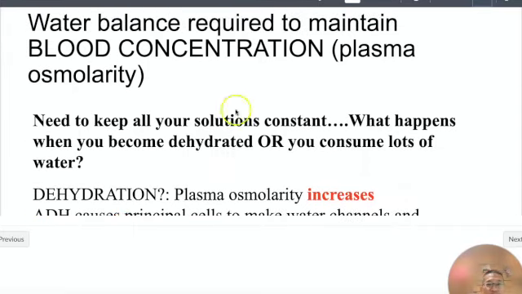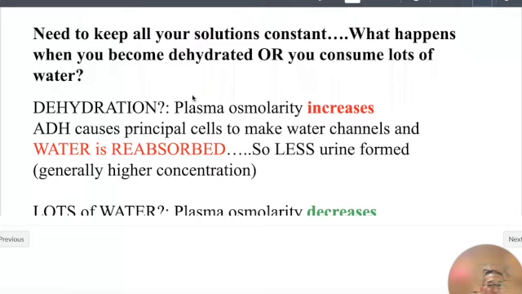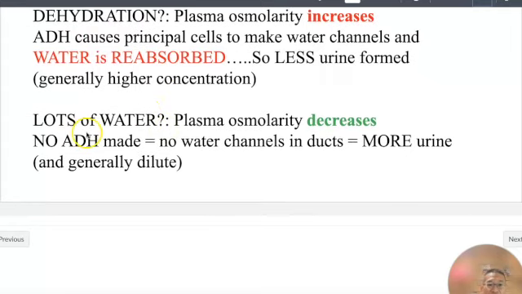So water is required to maintain blood concentration, blood osmolarity. When you have dehydration, you have increased osmolarity. Then ADH will be released. ADH will come out from your pituitary, and it will cause water reabsorption. If you have too much water, water osmolarity decreases, then you don't need ADH, and more water will be let go in the urine.